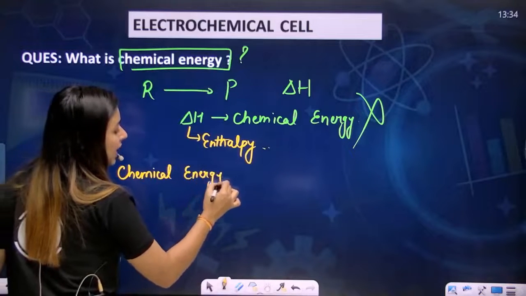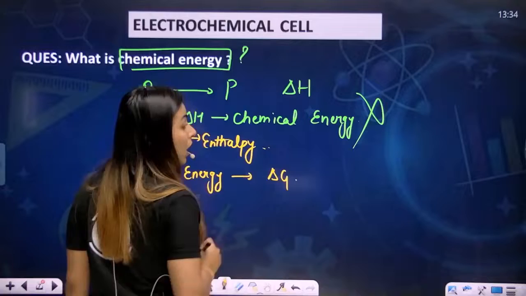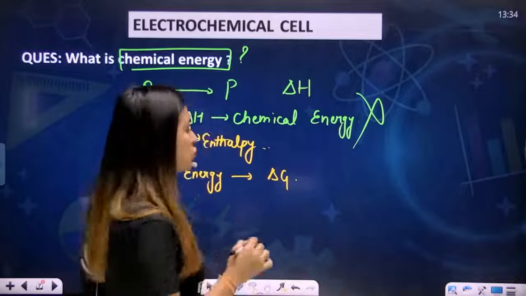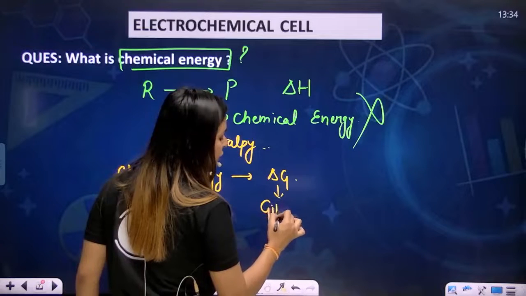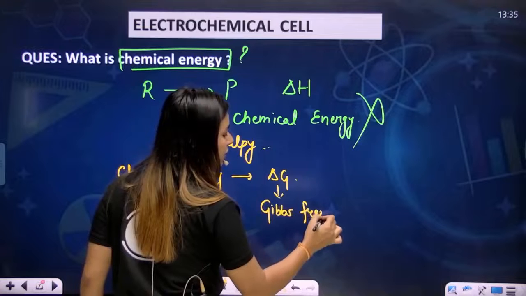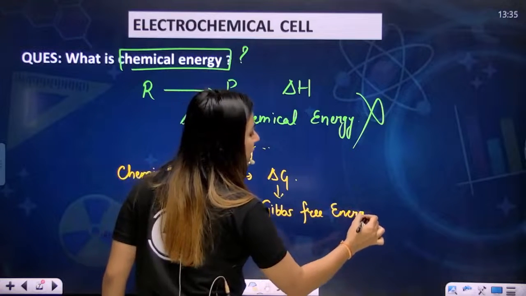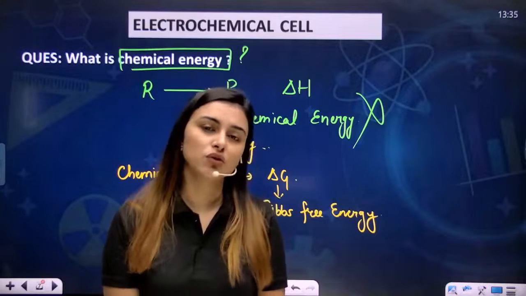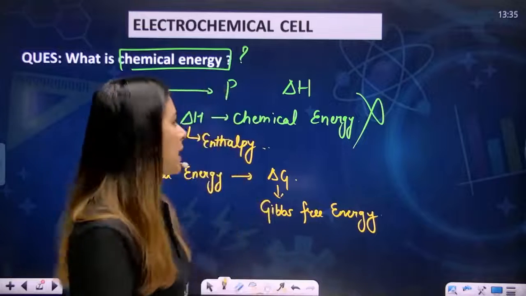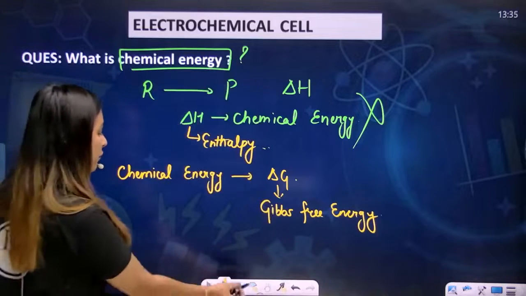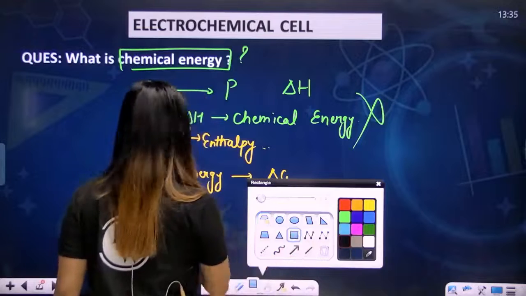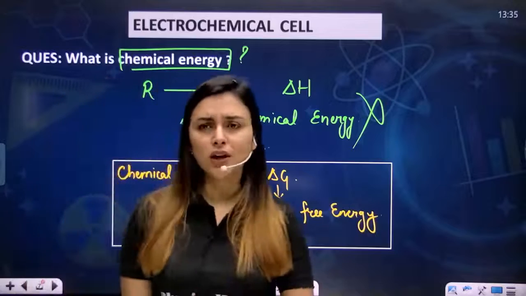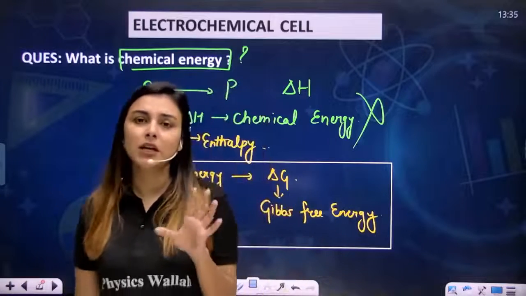If you talk about the chemical energy, then chemical energy is actually the delta G value. Now just recall what you have studied in 11th. Delta G is actually your Gibbs free energy. So every reaction has its Gibbs free energy, and that Gibbs free energy is actually known as the chemical energy of that reaction. Now you will never ever forget this particular part: chemical energy actually denotes the Gibbs free energy. You can call it Gibbs free energy, or you can call it its chemical energy.